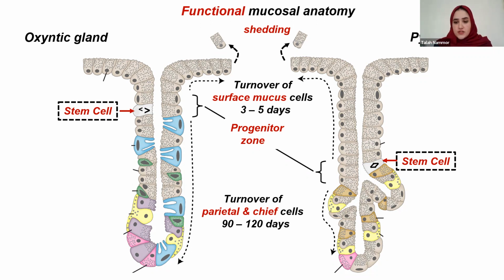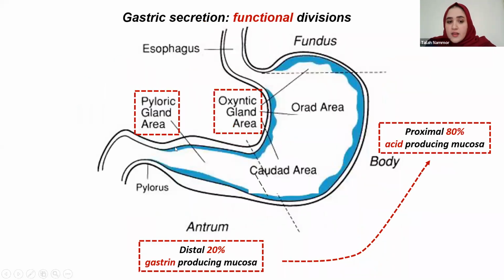Anyways, so back to the surface mucus cells. We said the mucus cells are found in both glands. Why? Because, guys, if you think of it, let's go back here. The stomach is made up of both glands, okay? And in the pyloric area, we don't have axanthic glands. We only have pyloric glands. So we do need mucus cells in there to provide the protective sheet.